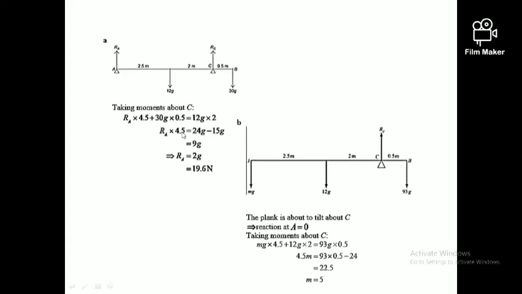RA into 4.5 equals 12 into 2, which is 24g, minus 30 into 0.5, which is 15g. That gives 9g, divided by 4.5 would be 2g. G is 9.8, so it would be 19.6, right?